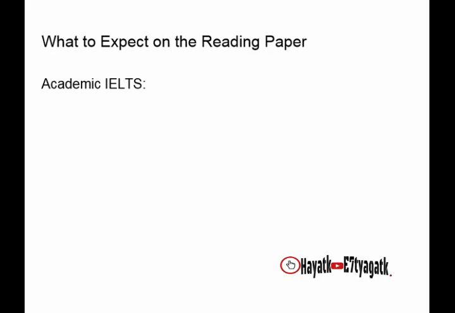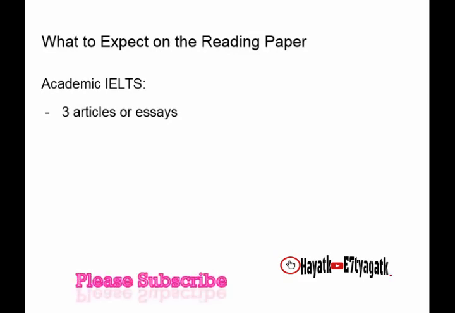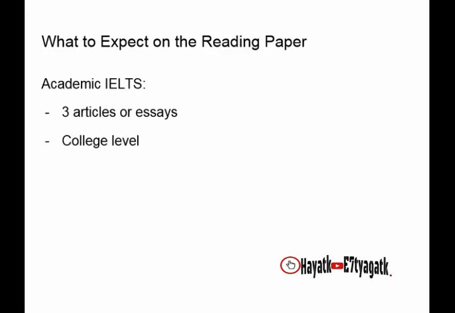The academic IELTS always has 3 articles or essays, 3 passages that you'll need to read within the 1 hour they give you for the exam. All of the passages are written at a college level. That means the vocabulary and the topics and the themes will all be very similar to what you would expect in a regular college course.